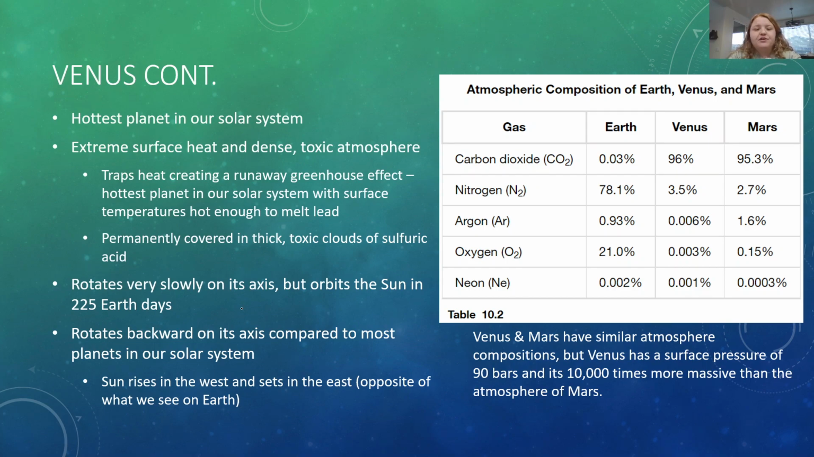Here's a bit more info on Venus. So this is going to be the hottest planet in our solar system, and you would think that Mercury would be the hottest, but this is due to the difference in atmospheres. So Mercury, we saw, didn't have an atmosphere, right? Venus does. This atmosphere is very toxic. It's hot and denser than the other.